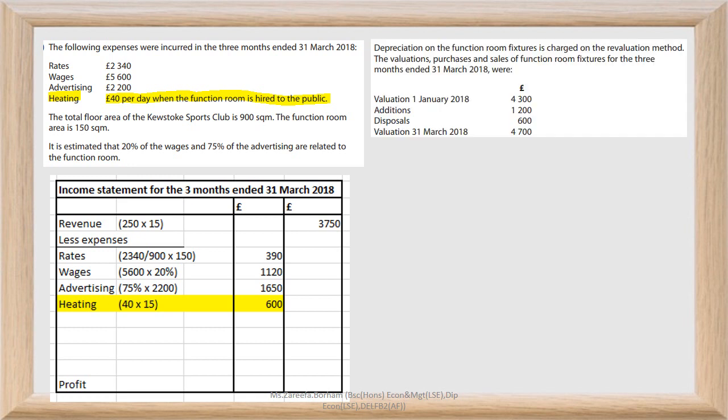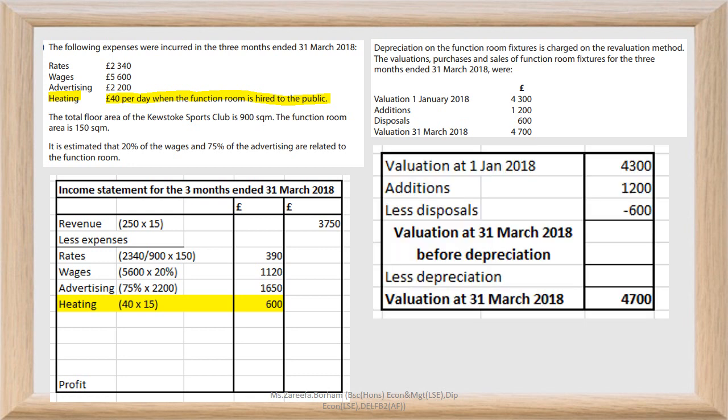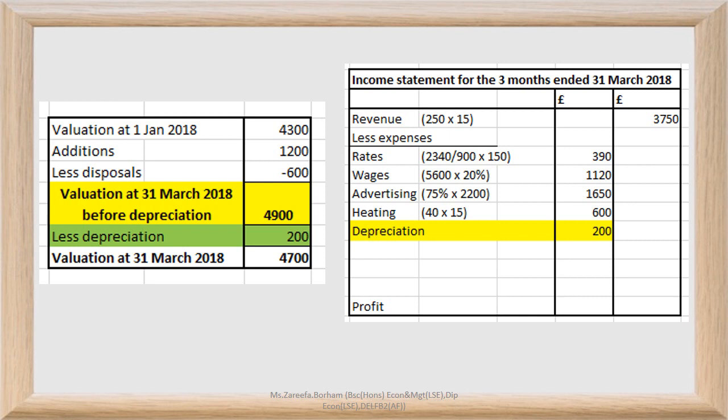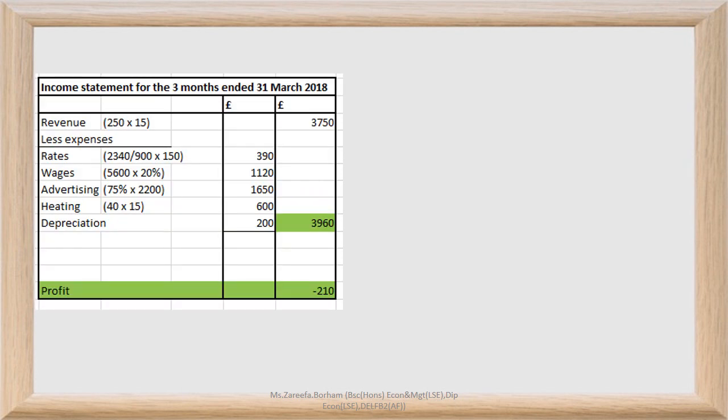Moving on to the third piece of information, we should calculate the depreciation. In this case, considering logically, when the opening valuation is added with the purchased fixtures and disposals are subtracted, we get the valuation of fixtures at 31st March before any depreciation. This is 4,900. The difference between this figure and the closing valuation of fixtures will be the depreciation. Finally, we should calculate the profit in the income statement, which concludes part F.